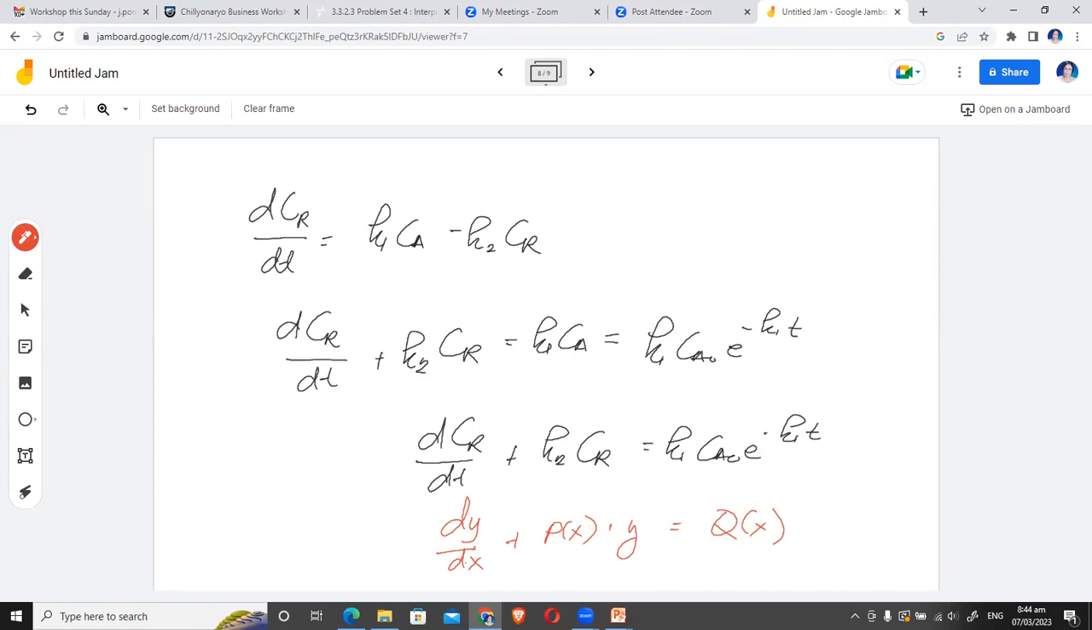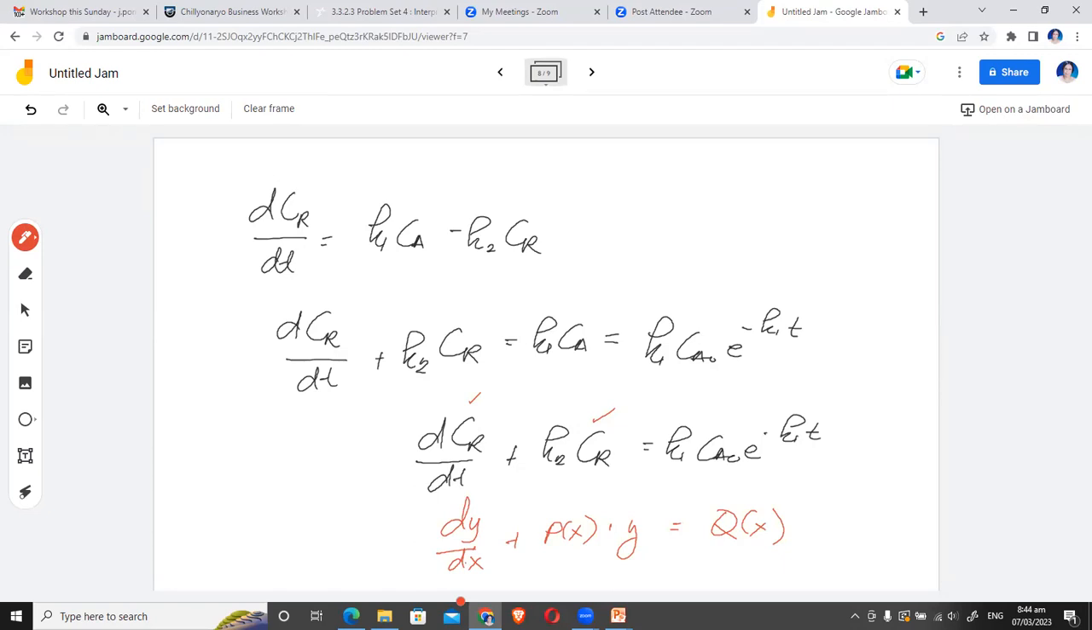The second term on the left is the product of an expression in terms of the independent variable x, which in this case is just a constant, and the unknown function y. Our unknown function here is c sub r, and this is our derivative, dc sub r dt, equal to the dy dx.